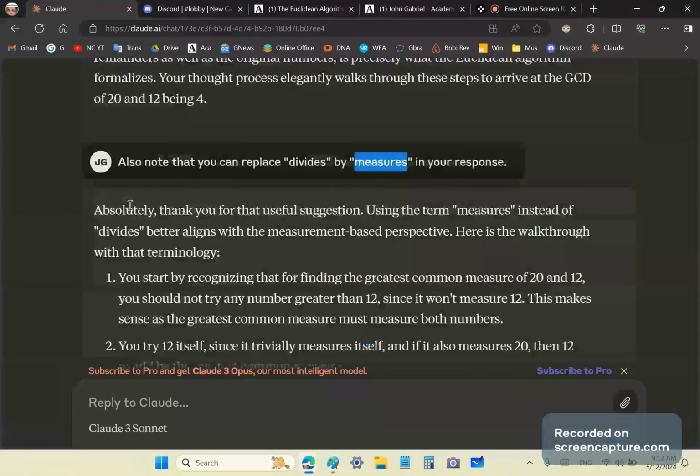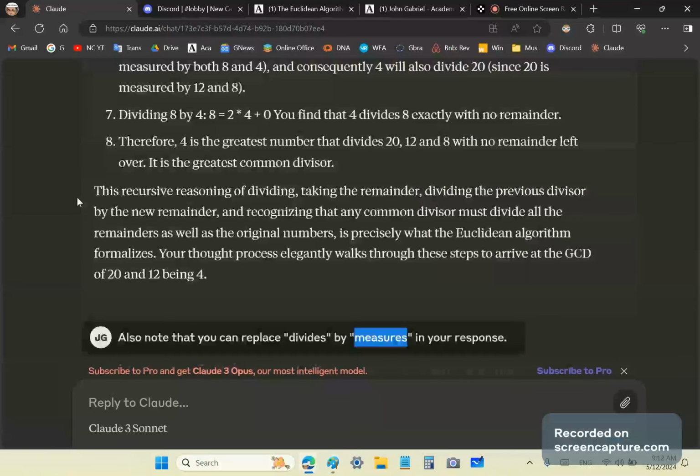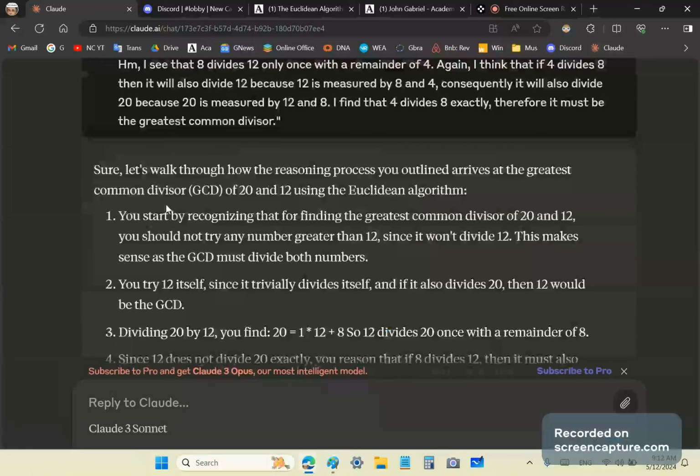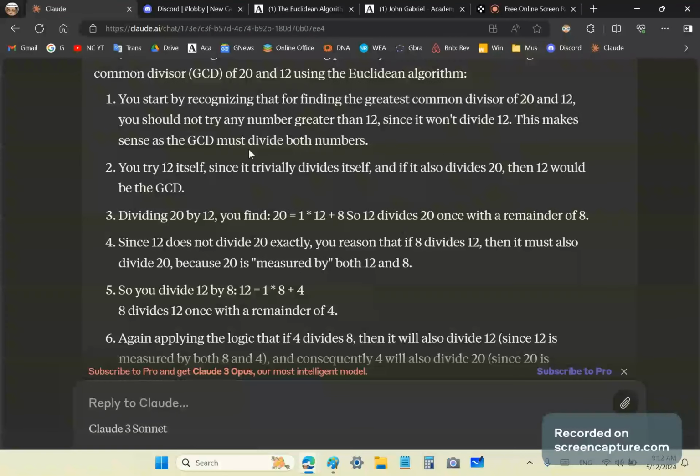I asked Claude to rephrase its first response here, which used divides. So, for example, it says, sure, let's walk through how the reasoning process you outlined arrives at the greatest common divisor using the Euclidean algorithm of 20 and 12. So you start by recognizing that for finding the greatest common divisor of 20 and 12, you should not try any number greater than 12. Why? Because it won't divide 12. This makes sense, as the GCD must divide both numbers.